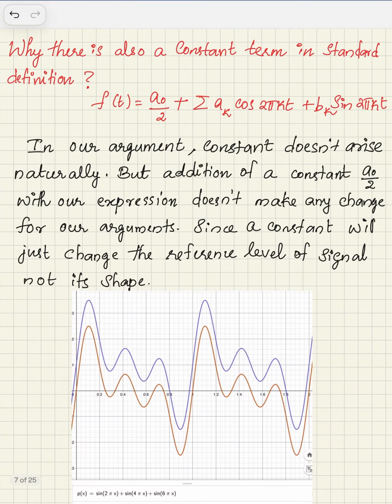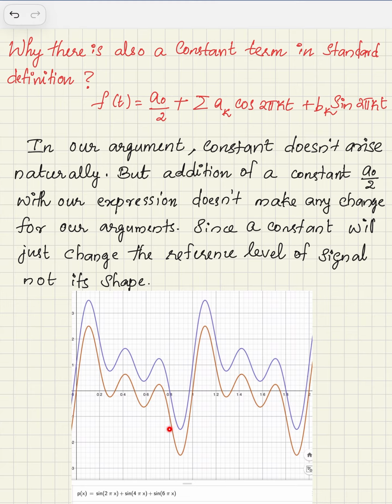But in many of the textbooks, there will be a constant term before the sine and cosine terms. And what is the relevance of this constant term? In our argument, the constant doesn't arise naturally. But addition of a constant a0 by 2 with our expression doesn't make any change for our arguments, since a constant will just change the reference level of the signal, not its shape.